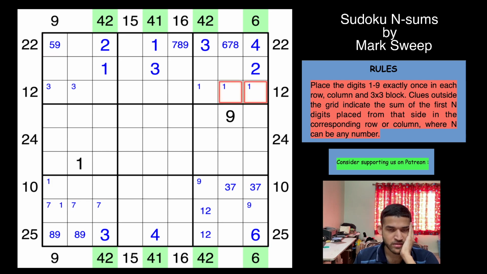Now this 12 can be 3 cells long, cannot be 4 cells. If it's 3 cells, this would be 3, 4, 5. If it's 2 cells, it would be 3 and 9. Okay. Kind of stuck here.